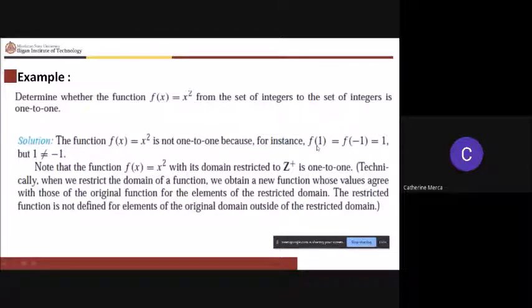Meaning to say, the function f with its domain restricted to the positive integers is one-to-one, pero that is only if we try to restrict. Pero kung dili nyo i-restrict, what will happen? Dili siya one-to-one. F of x equals x squared is not one-to-one. Kaya si f of 1 is equal to f of negative 1, which is equal to 1.